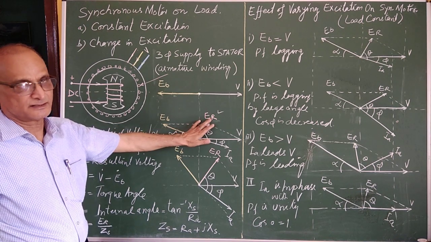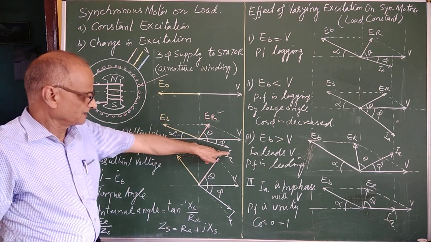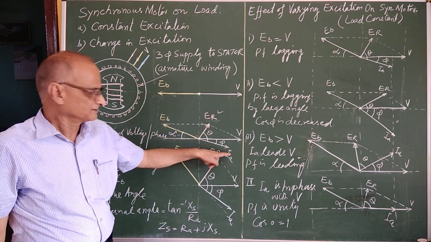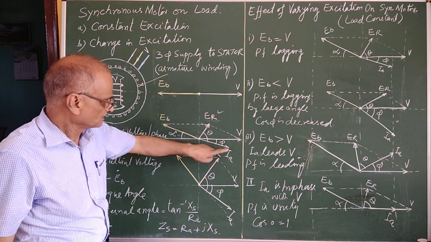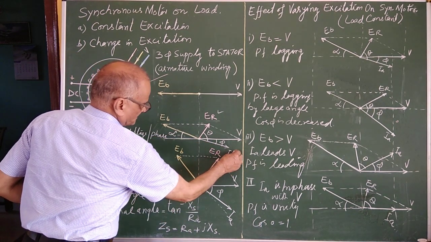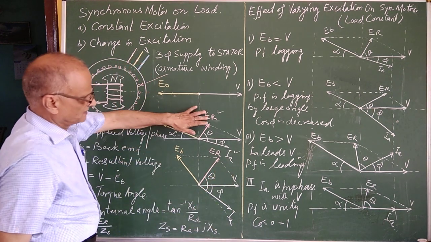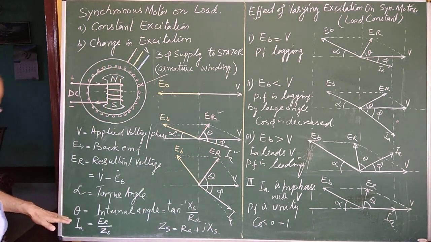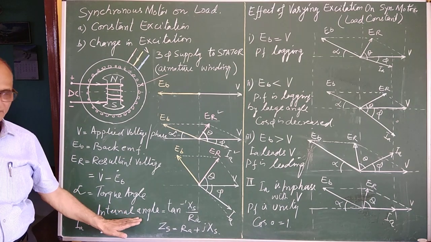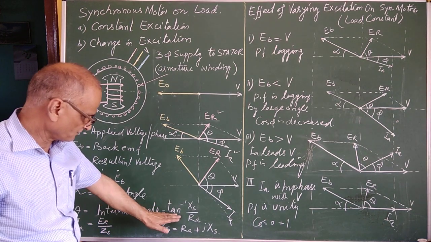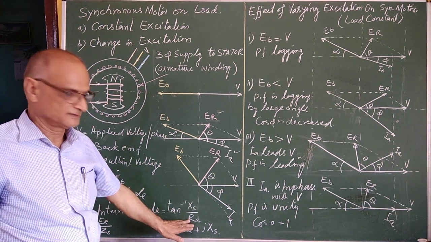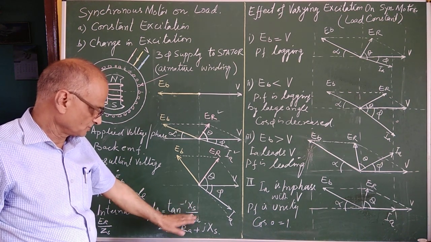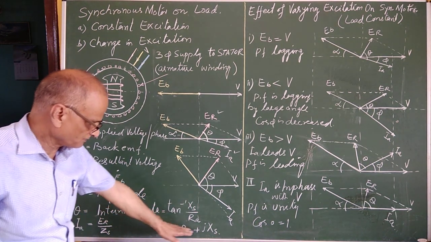Due to this ER, armature current IA starts flowing in the armature winding. So this is the armature current due to this ER. And there is another angle called theta, is called internal angle. This internal angle is calculated by the formula tan inverse XS by RA. So you know that ZS is equal to RA plus jXS.